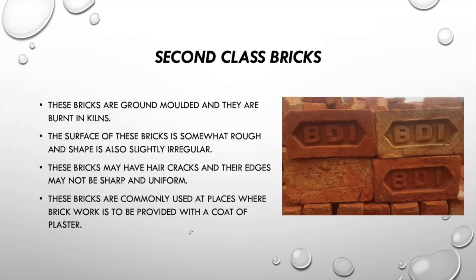Now second class bricks, these are ground molded bricks. First of all, these are ground molded and burned in a kiln. Okay, the surface of these bricks is somewhat rough and the shape is also slightly irregular. These bricks may have hair cracks and their edges may not be sharp and uniform.